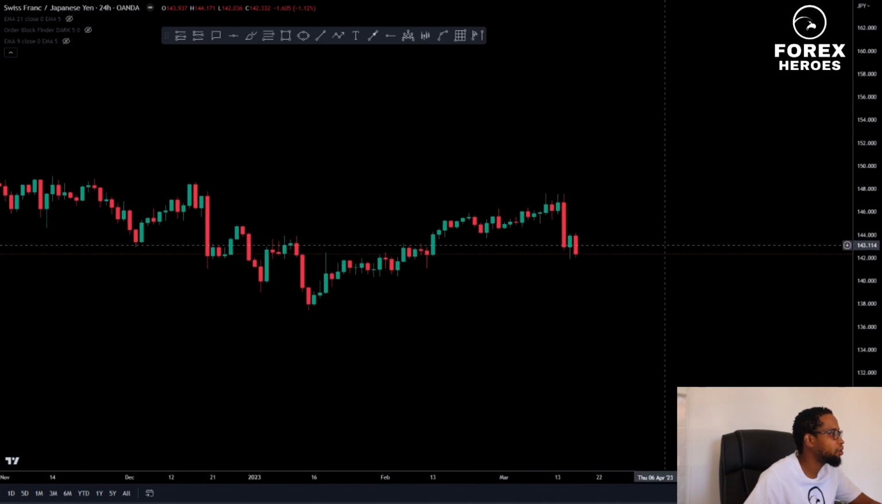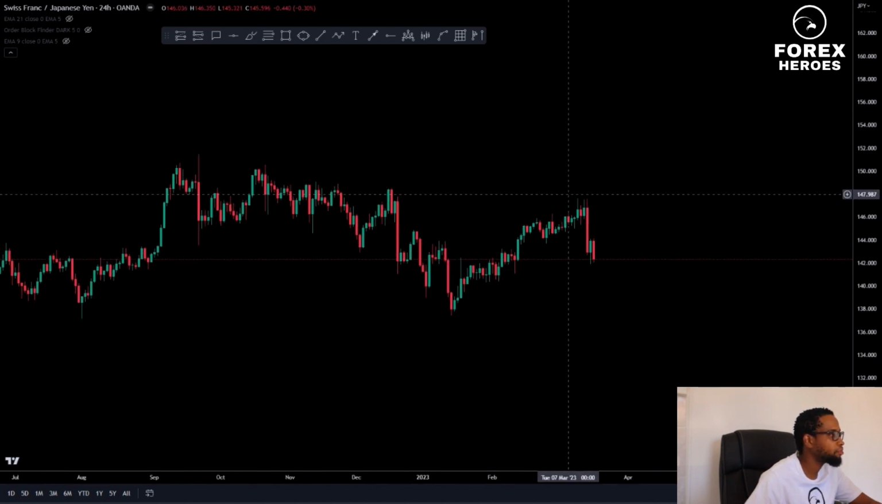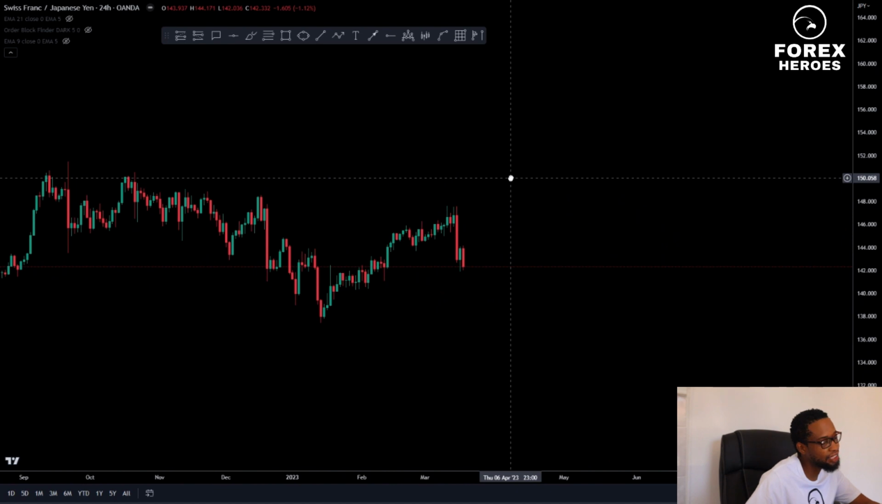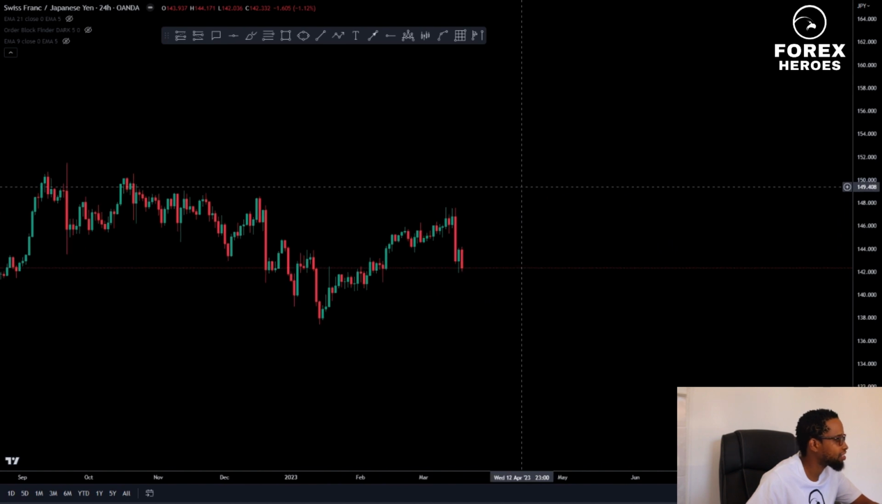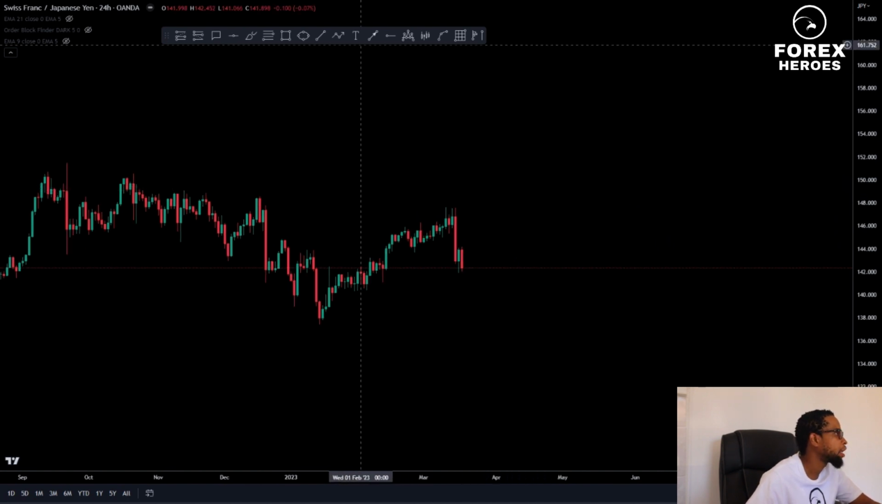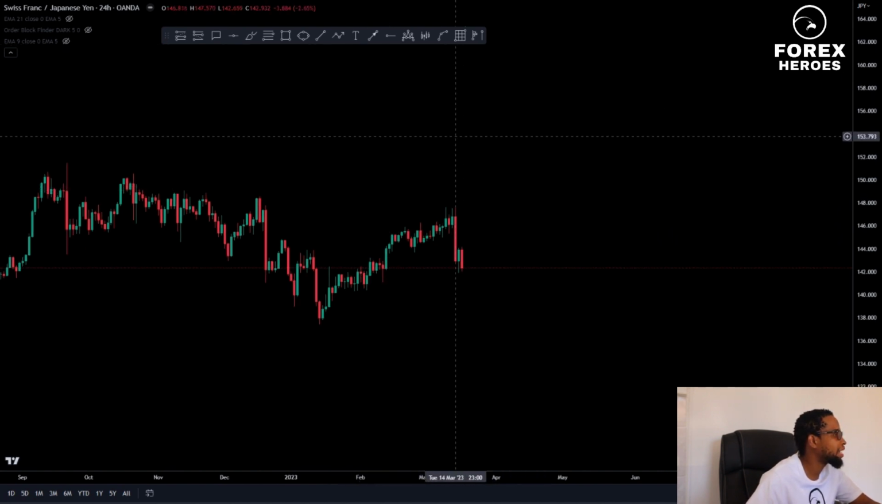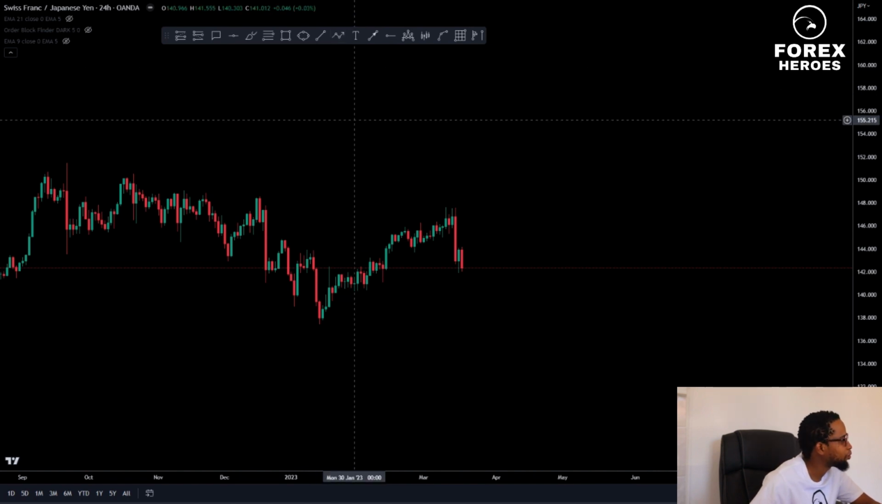So looking at this, remember the simplest thing that you need to do is identify the trend. Before you go any further, learn to identify the trend. Go with the trend. But always remember that you can spot your higher highs and higher lows, and your lower highs and your lower lows.